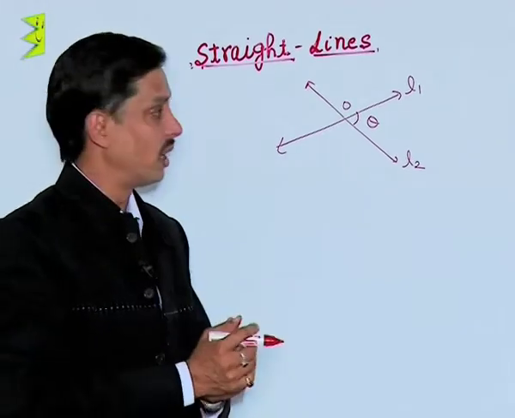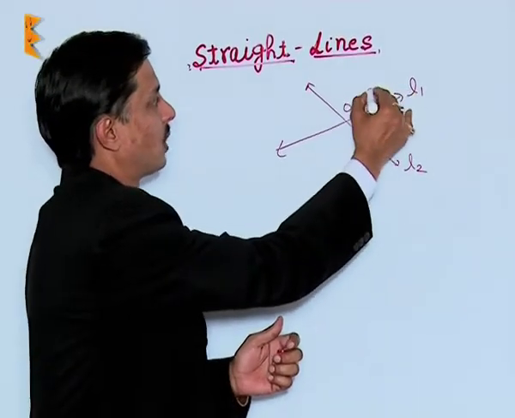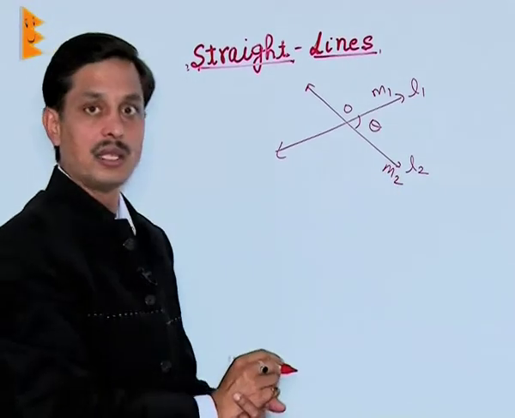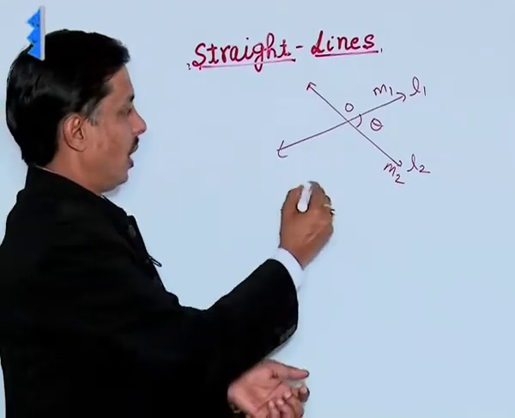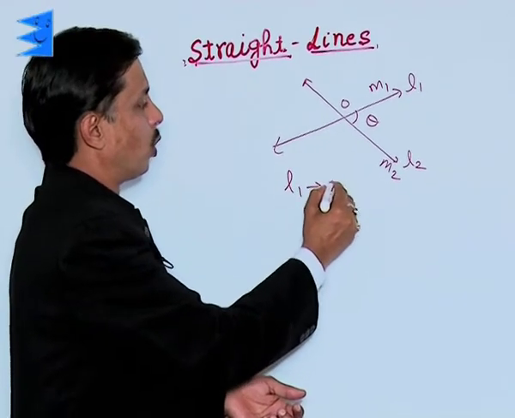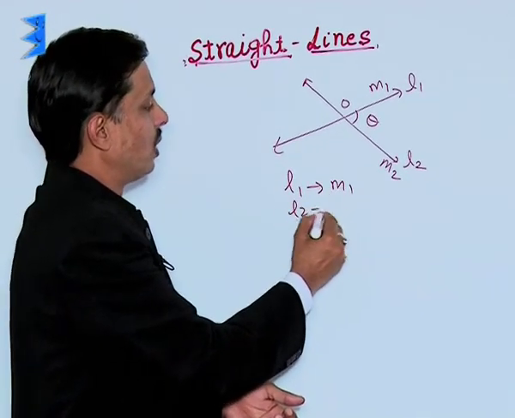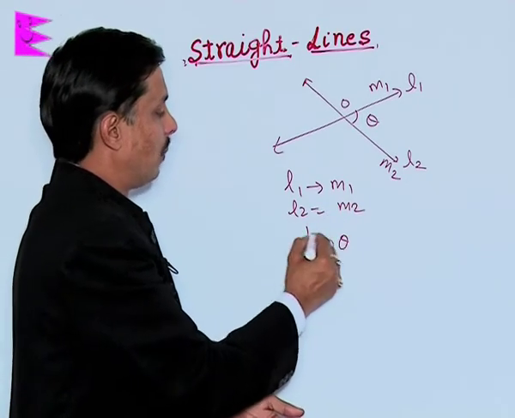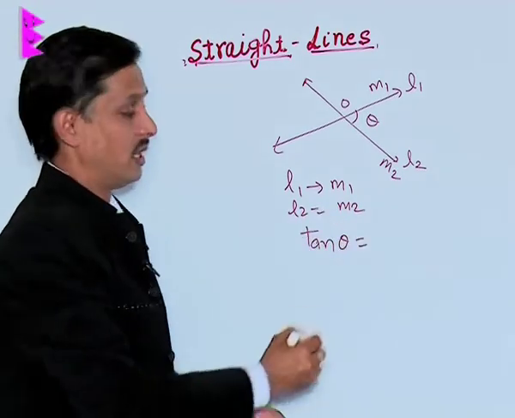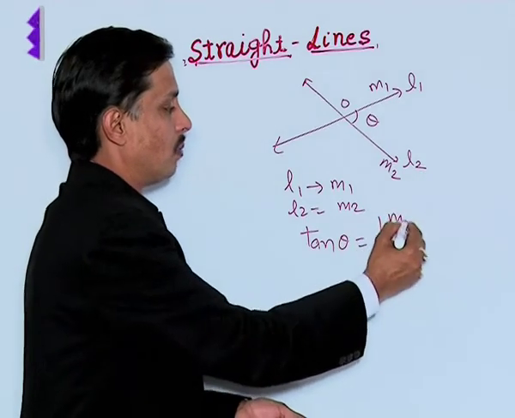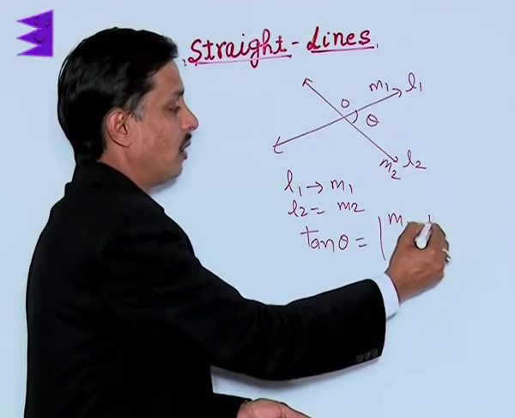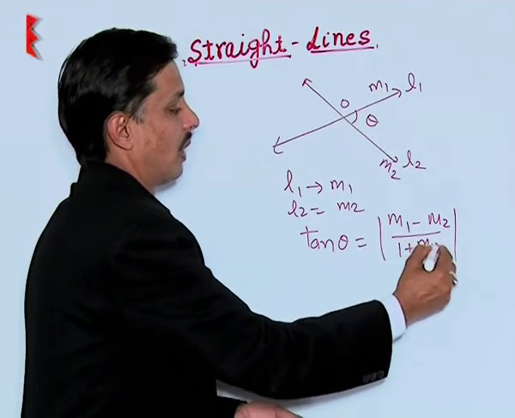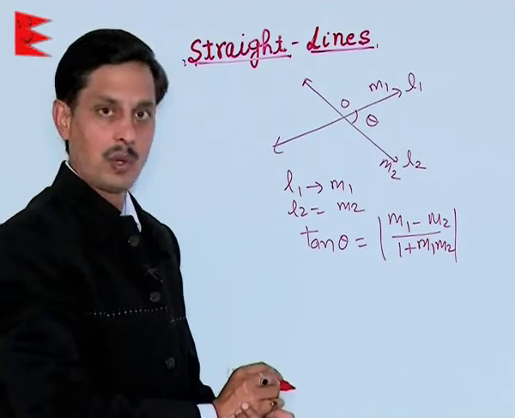I am taking a condition that the slope of the first line is m1 and the slope of the second line is m2. If L1 has a slope m1 and L2 has the slope m2, then the angle between these two lines is given by mod of (m1 minus m2) upon (1 plus m1 into m2).